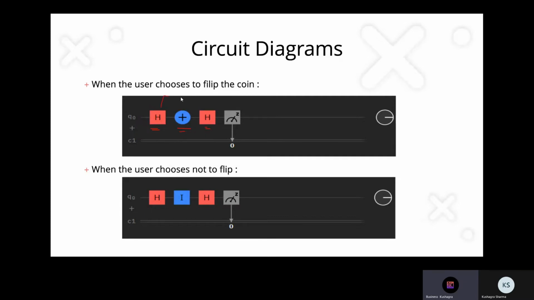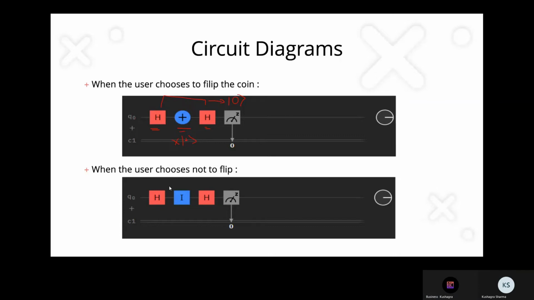So this will give us the 0 state, whereas this is applied on the plus state. This has no effect on the plus state. At the end, we make the measurement and we store the value of the 0th qubit, Q0, into the first classical bit.